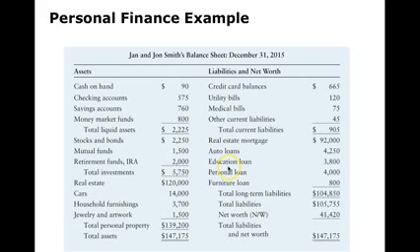Now, a personal balance sheet, and this is more what a balance sheet usually looks like. Assets on the left, liabilities and equity, sometimes called net worth, on the right. So this is a typical person, or this is Jan and John Smith. They have cash, checking accounts, savings accounts, money markets, so total liquid assets, stocks and bonds, mutual funds, retirement funds, total investments, real estate, cars, household furniture, jewelry. So this is their total personal property, and this is their total assets if you take their personal property and add it to their investments and liquid assets.